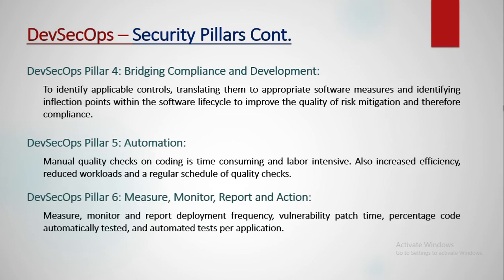Last one is the measure, monitor, report and action pillar. Through this, we can monitor vulnerability remediation time, frequency of deployment, automated testing per application, and test percentage of the code. The results during software development and after delivery must be reported, measured, and monitored. That's all about the 6 pillars of security.